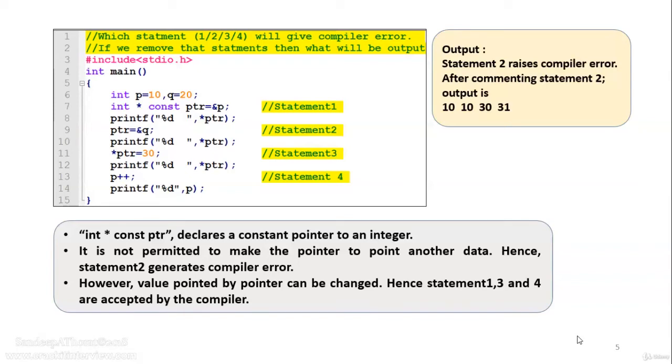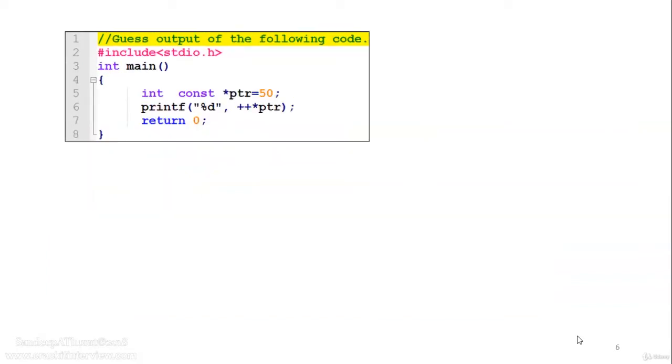Let's move to the next example. See the code carefully and gauge the output of this code. There is a pointer declared on line number 5, and on line number 6 there is a printf statement.